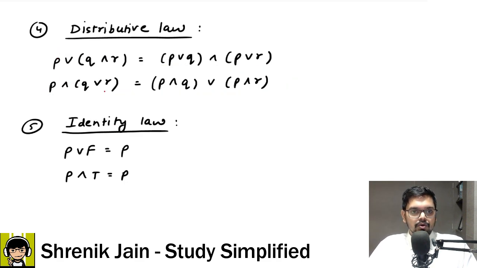See, P and Q or R. So P and Q, then OR is outside, then P and R. This is our distributive law. Next law is identity law.